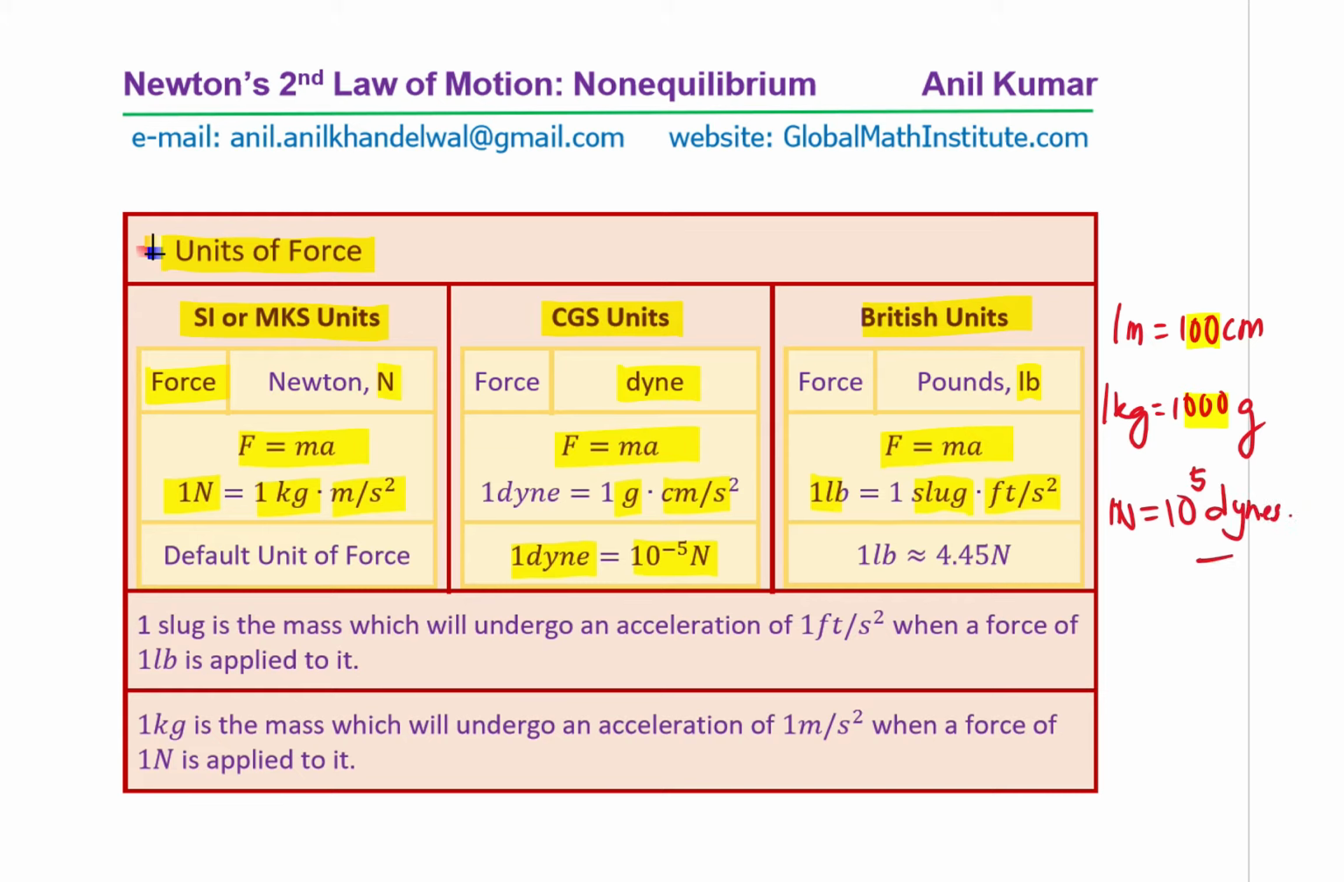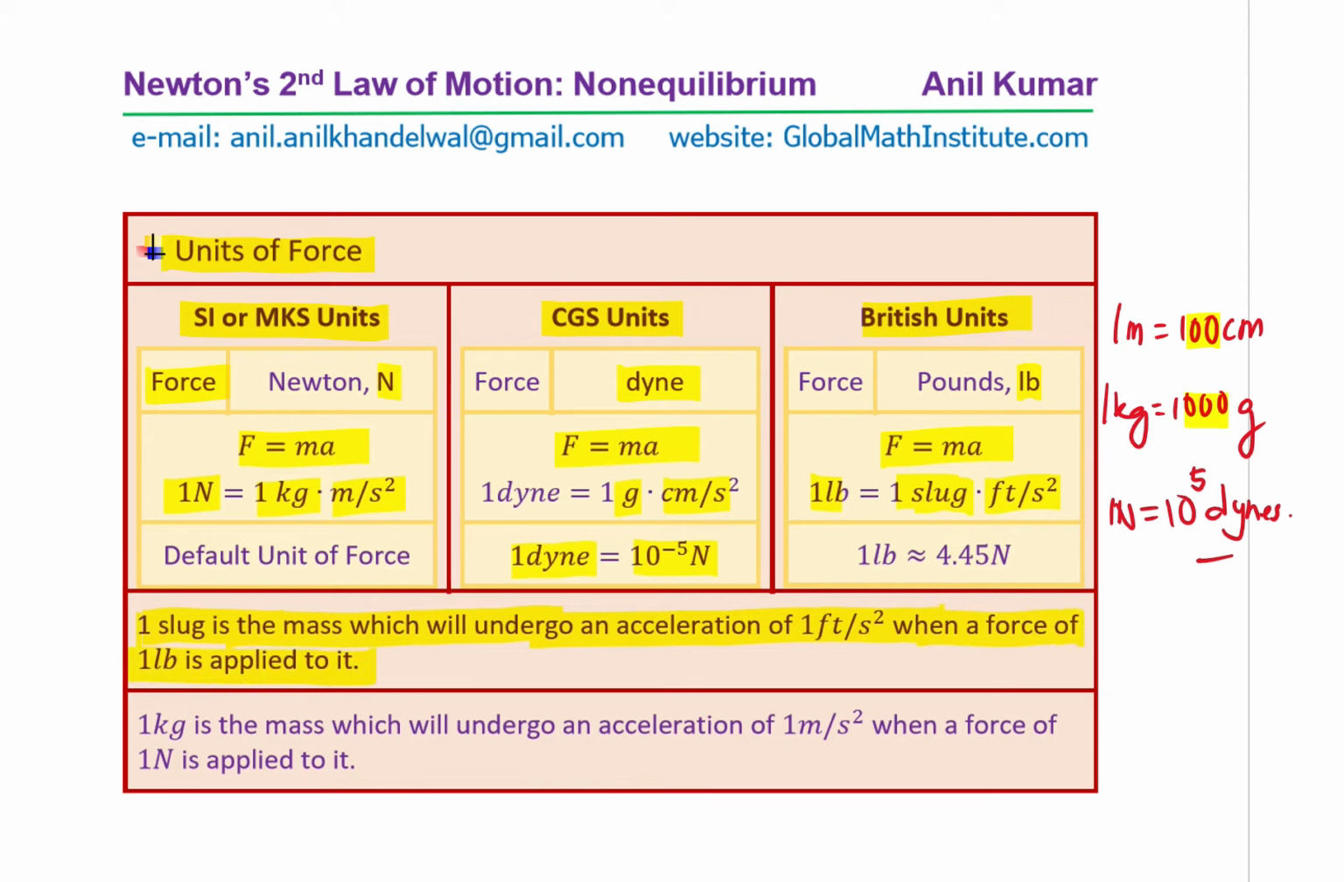Clear, either way. So that is how you could relate. Now, this is a very difficult conversion. The slug is defined as what? One slug will be a force of 1 pound if the acceleration is 1 feet per second square. Correct. So one slug is the mass which will undergo an acceleration of 1 feet per second square when a force of 1 pound is applied to it.